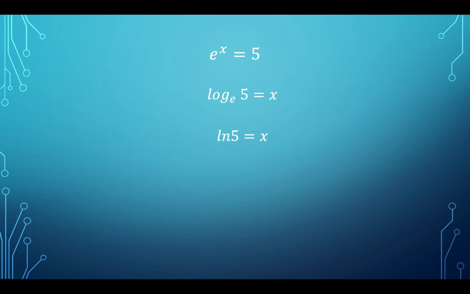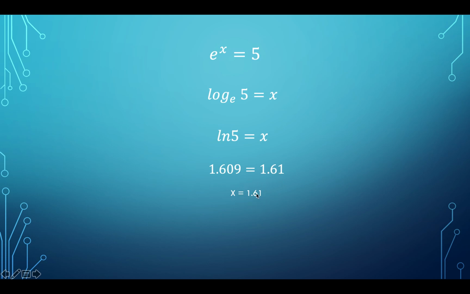Well, to make things even simpler, now all we have to do is use the ln button on our calculator. Hit the ln button and put 5. Once we do that, we'll get 1.609. Let's round it to 2 decimal places. So we get 1.61. So x is equal to 1.61.